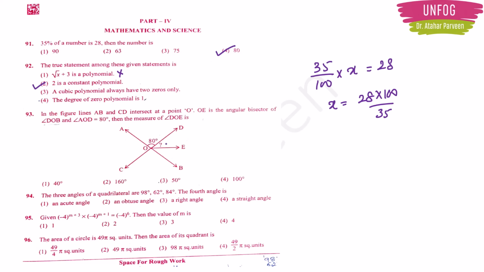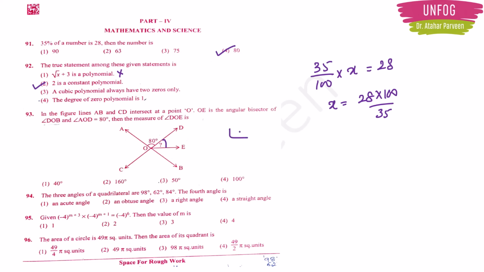Okay. Next, question number 93. In the figure, lines AB and CD intersect at O. OE is the angular bisector of angle DOB. Angle AOD is 80 degree. Then measure of angle DOE is. You should find out this angle. Here they are telling that AB and CD intersect at O. Angle AOD is 80 degree. OE is bisecting angle DOB.